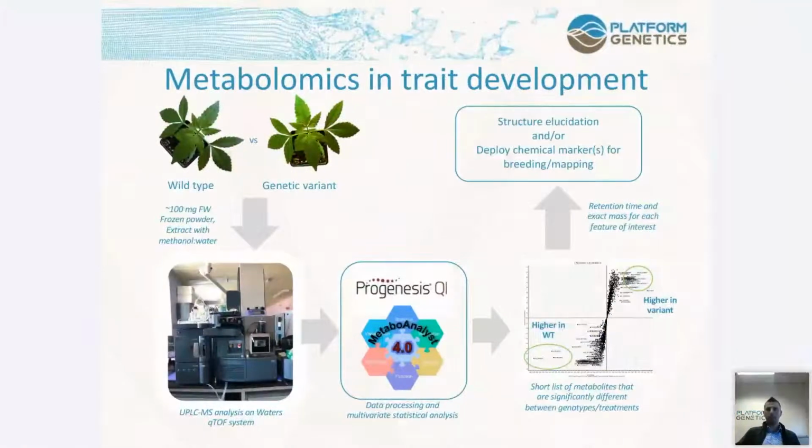Now, if we look at our typical workflow in metabolomics, typically the workflow is to compare a mutant and a wild type or two or more varieties and basically uncover, through multivariate statistics, differentially accumulating metabolites, and then work towards identification of those metabolic features of interest through applying a range of mass spectrometry-based techniques, so exact masses and authentic standards and things like that.